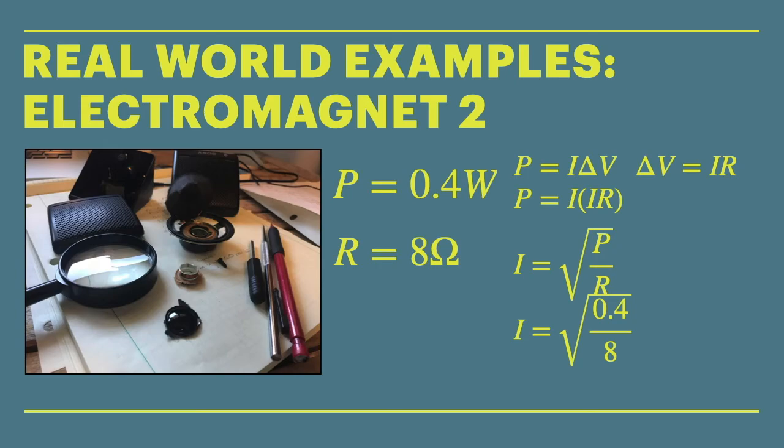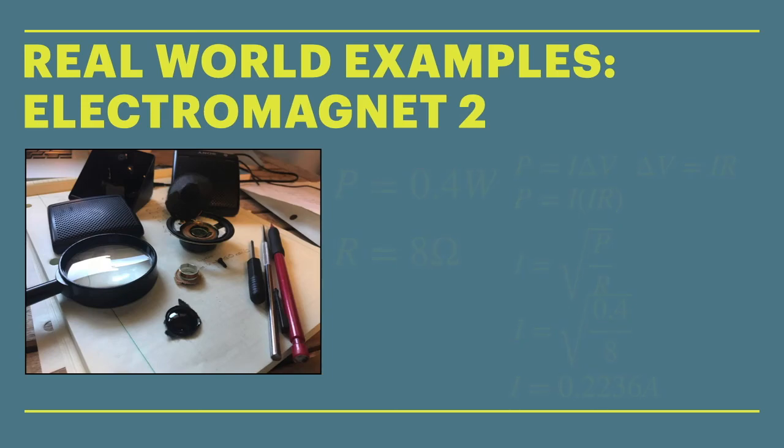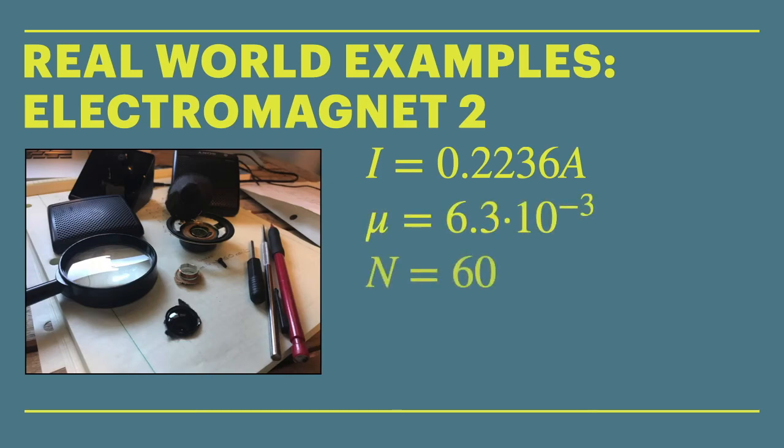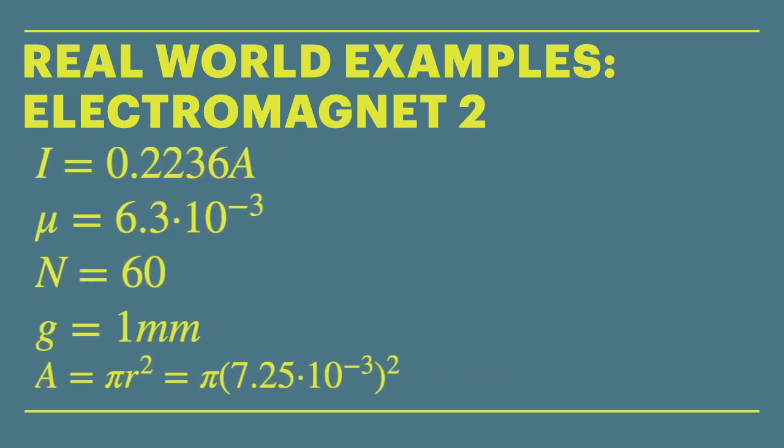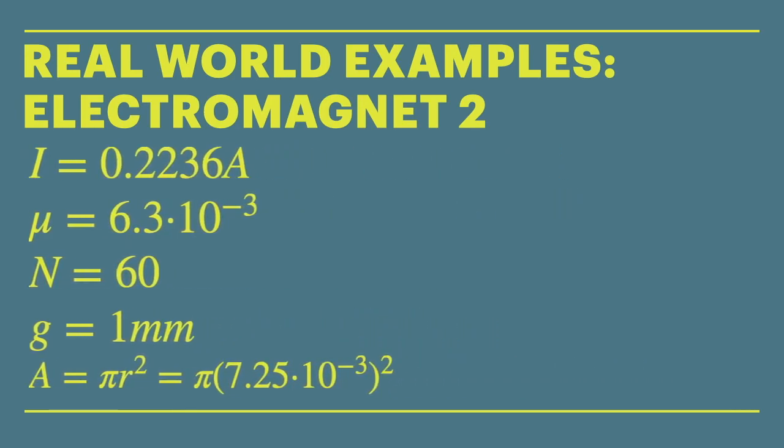We then substitute in our variables, and current is equal to 0.2236 amps. Now that we know what the current is, we can go on to find the force of our electromagnet. Assuming that the core is made of iron, our mu is going to be the same as our last example, 6.3 times 10 to the negative 3. We found that the coil has 60 turns, or N equals 60 turns of copper wire, and our G value is going to be 1 millimeter.